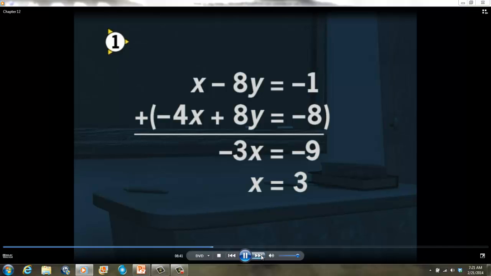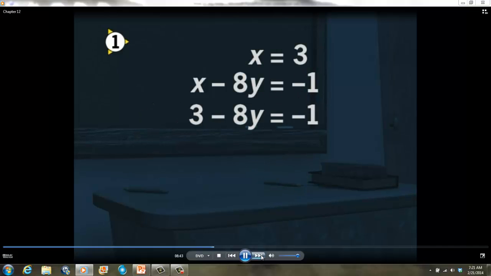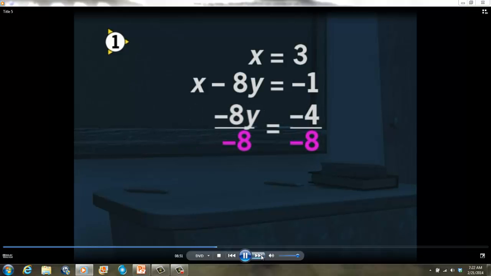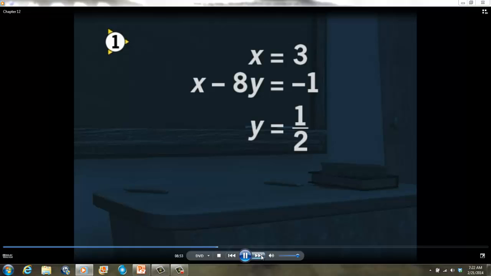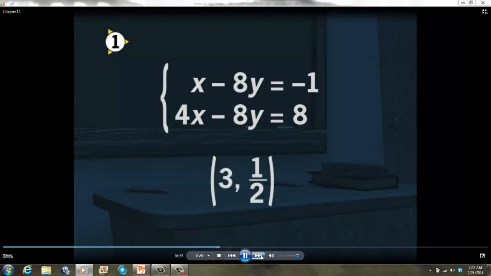Use that value in the first equation to solve for y. Subtract 3 from both sides. And divide by -8. y is equal to 1/2. The solution to this system of equations is (3, 1/2). Check your solution by substituting (3, 1/2) into the original system.